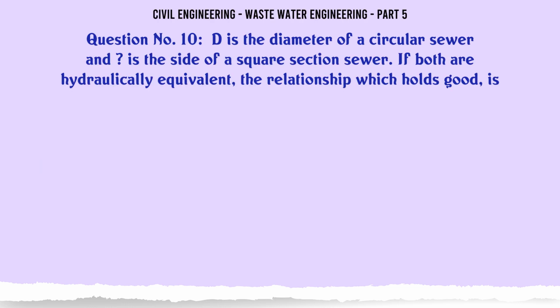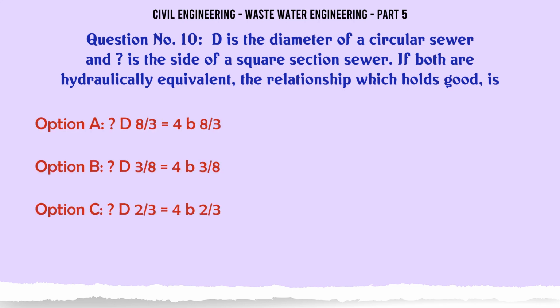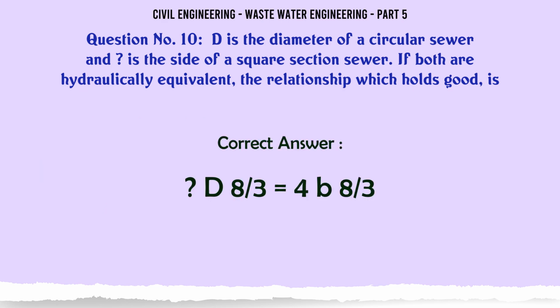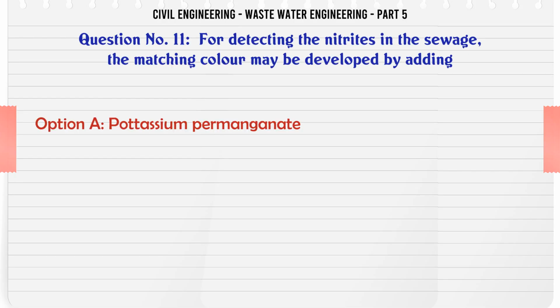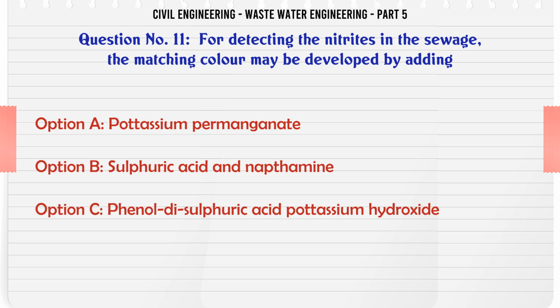D is the diameter of a circular sewer and B is the side of a square section sewer. If both are hydraulically equivalent, the relationship which holds good is: A. D^8/3 = B^8/3... The options are D^8/3 B^8/3, D^3/8 B^3/8, D^2/3 B^2/3, D^3/2 B^3/2. The correct answer is D^8/3 B^8/3.